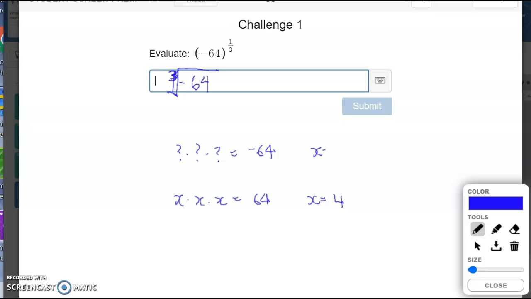Hopefully you're telling me it is negative 4, because negative 4 times negative 4 is positive 16, and positive 16 times negative 4 is negative 64. So you can take a cube root of a negative number. This is not 4i. When you multiply a negative number by itself 3 times, you do get a negative number. So unlike square root, where you cannot get a negative number, with cube root, yes, you can. So the correct answer in this case is negative 4.